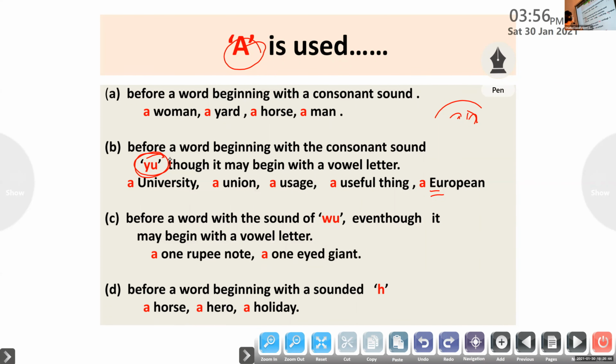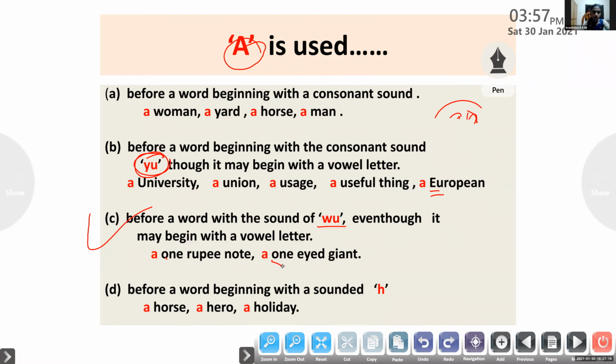And look at point number C. Before a word beginning with the sound of 'w', one. See, all these words start with O, a vowel letter, but the sound is 'wun', the 'w' sound, which is a consonant sound. So we should use A before one always: a one rupee note, a one rupee coin, a one-eyed giant. It is not 'an one-eyed giant'. Am I clear?